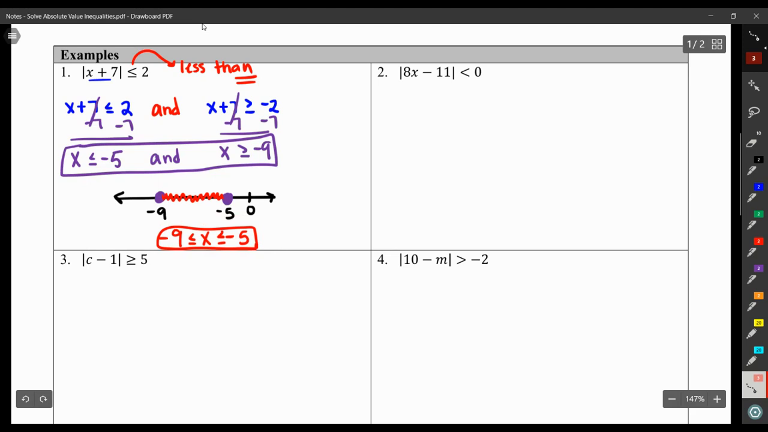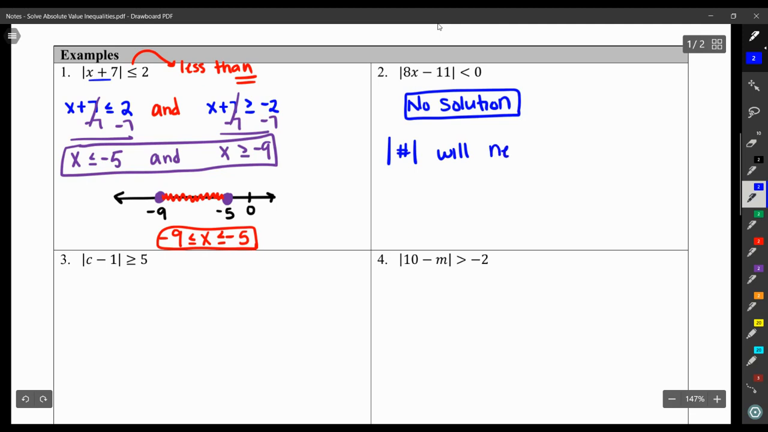So with number 2, we have the absolute value is less than 0. Let's think of what the absolute value does. The absolute value takes negative numbers and makes them positive. So if I want the outcome to be less than 0, that's telling me that I need the outcome of an absolute value to be negative, which isn't possible. So the answer to this is no solution. The absolute value of something will never be smaller than 0, because it always makes positive, and things smaller than 0 are negative. You will never be smaller than 0, no matter what you put in there.